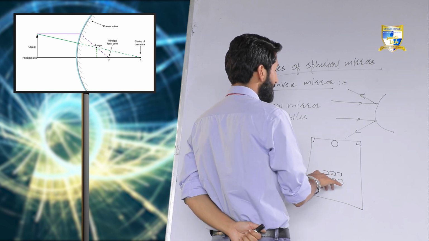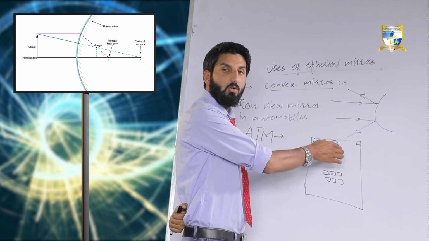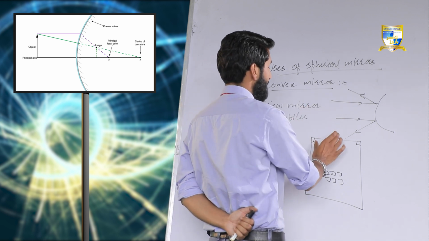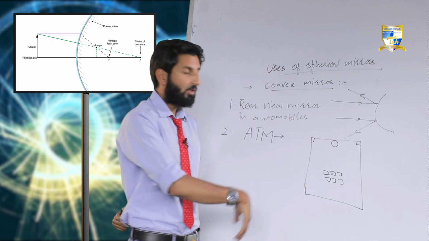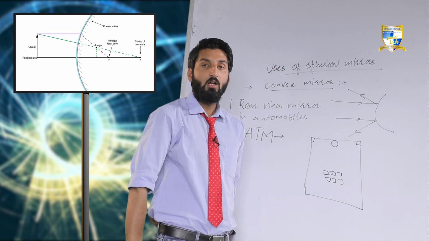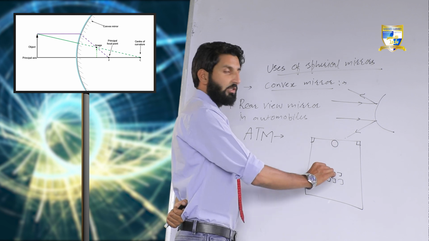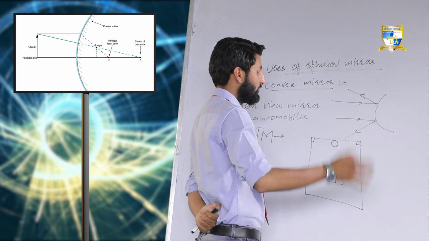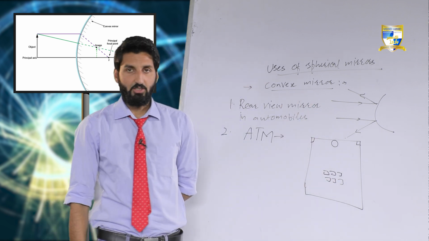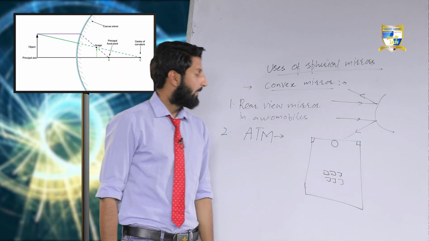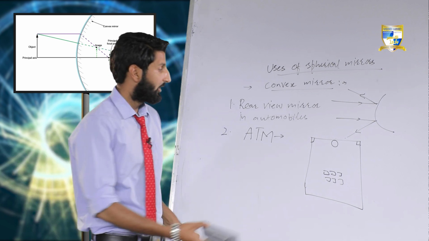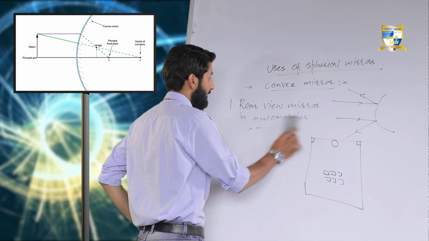I am doing the transaction like this. If I place a plane mirror over here, I can see only my face. But we use a convex mirror over here. Why? Because the person doing the transaction can see the entire area behind him, so that he would have a safe transaction. So the other use of the convex mirror is in ATM, in order to ensure a safe transaction.